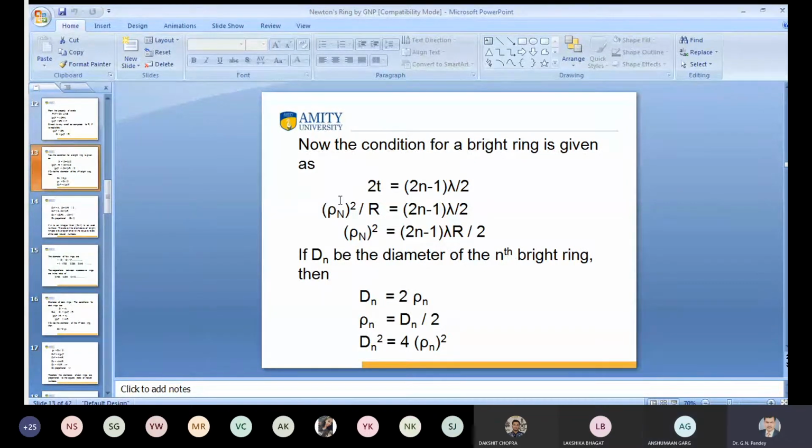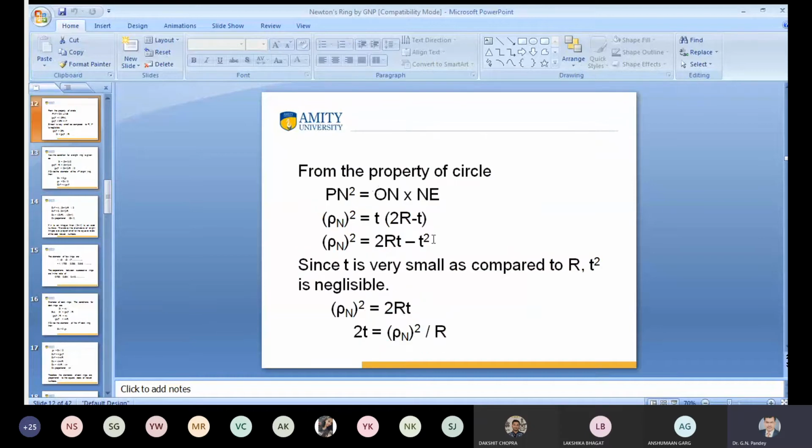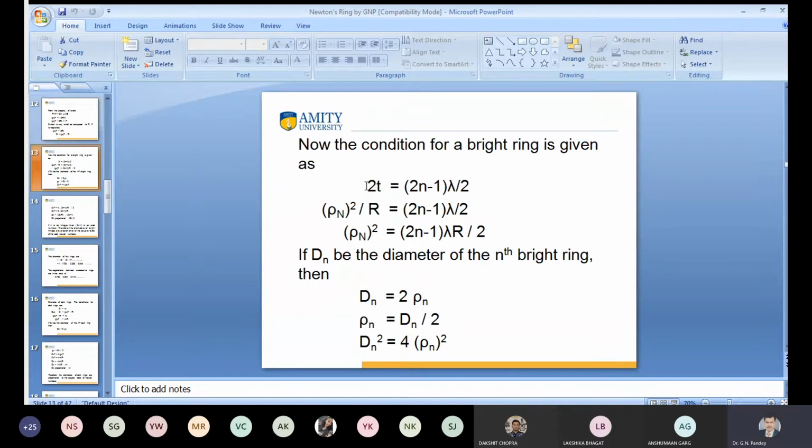We discussed the condition for bright fringes: 2t is equal to (2n minus 1) lambda by 2. Already I discussed that. This is the condition for bright fringes. So you have already calculated in the previous lecture the value of 2t is equal to rho n square by r. You remember? So rho n square divided by r is equal to (2n minus 1) lambda by 2.